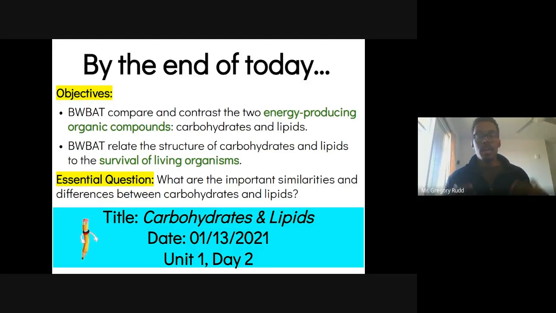But again, when we think about taking efficient and effective and organized notes, we always want to start with a title and the date. And if you have some time, you might want to write down the objectives or the essential question just to give you an idea of what today's lesson was about when you go back and review your notes.